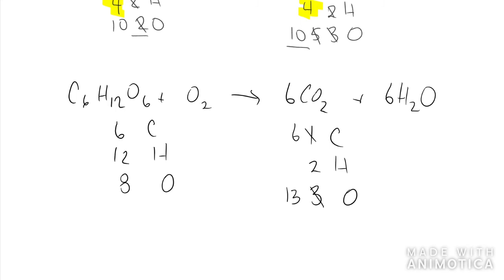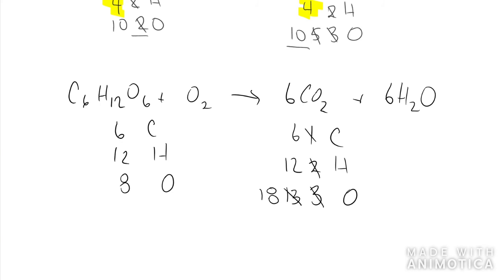So I need to multiply this by 6. 6 times 2 gives me 12. 6 times 1 gives me 6 oxygen, plus my 12 oxygen gives me 18. And now I have 1 left. I have 8 oxygen on the side and 18. So I need 10 more oxygen. So this looks a lot harder.